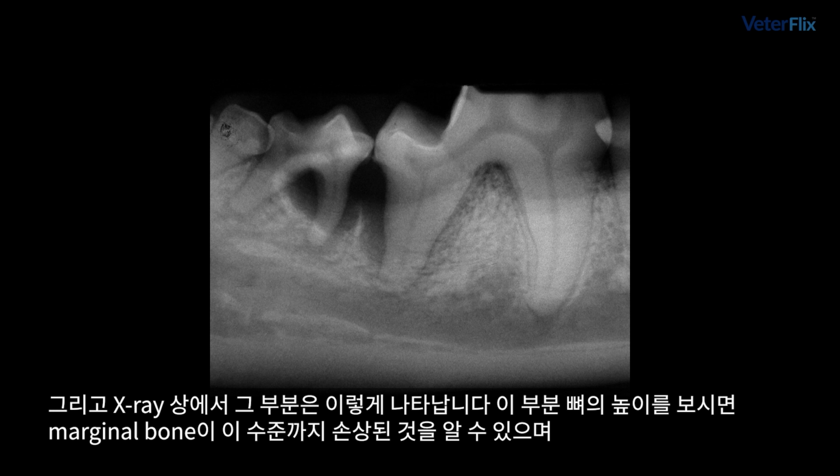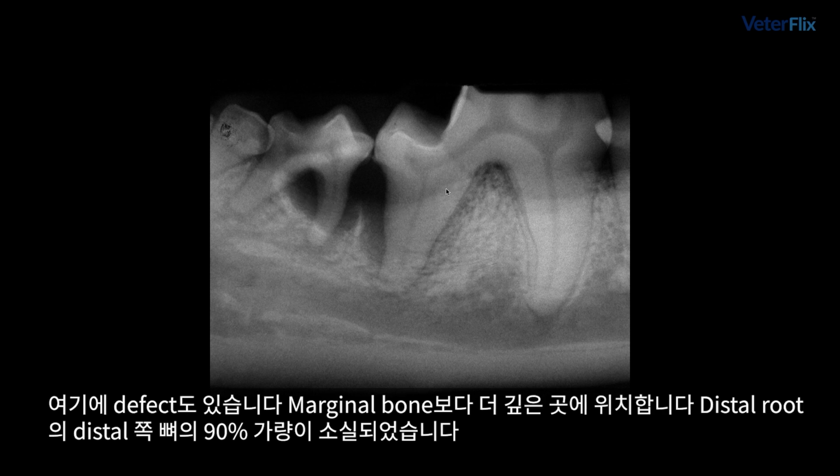If you look at this level of bone here, you can see that we've got the marginal bone compromised to this point, but we've also got a defect that's deeper than that marginal bone, and actually almost 90% or so of that bone on that distal aspect of that distal root has been lost.